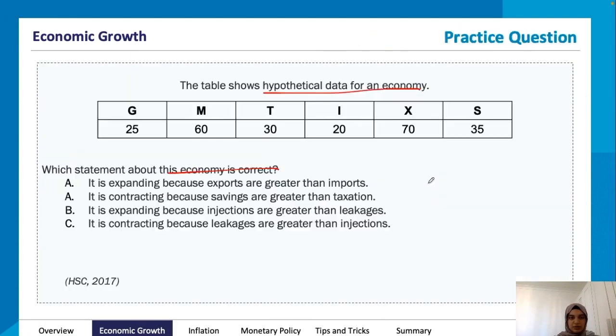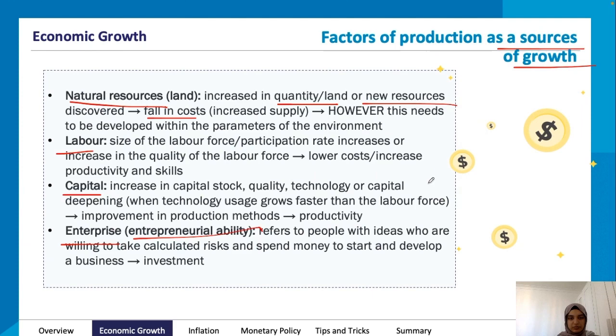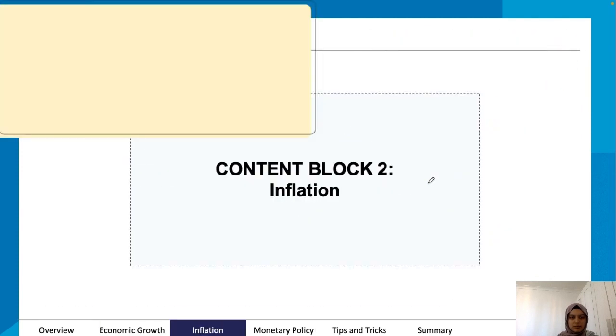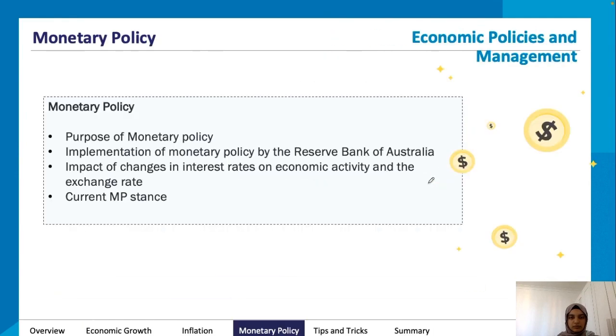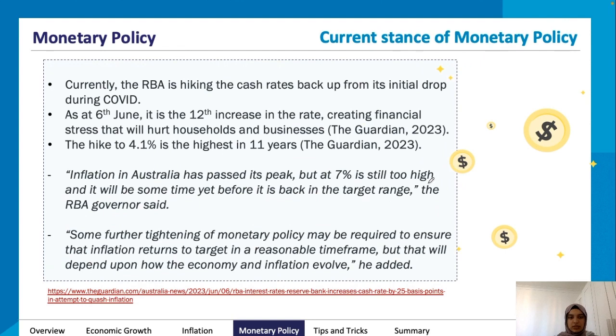So going back to where we were up to, bear with me a second. Yeah, so 4.1% is the highest that it's been in 11 years. So this is a quote that, for example, you can mention in your essay. So here are some quotes. Inflation in Australia has passed its peak, but at 7% it is still too high, and it will be some time yet before it is back in the target range. Some further tightening of the monetary policy, so this is from the RBA governor, by the way.